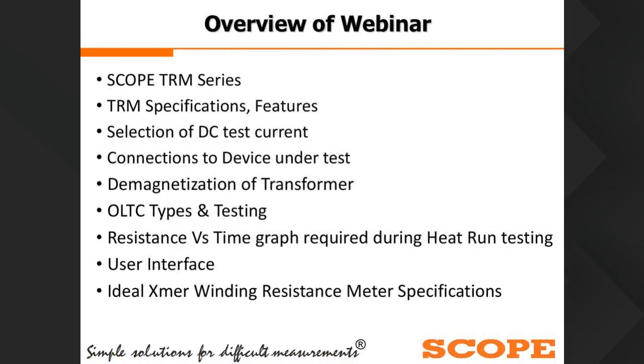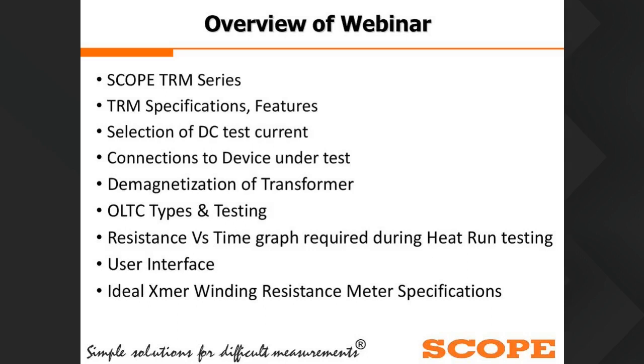Then we will see our Scope introduced TRM series. There are various models. Then our product models, TRM specifications and advanced features. Then how to select a DC test current. Then connections from the instrument to the device under test, that is, to the transformers. Then demagnetization basics: what is demagnetization and how to do it.